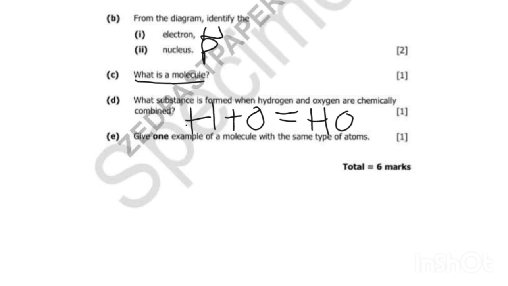Then give one example of a molecule with the same type of atom. It's water, because water has this chemical formula. Water is another molecule with the same type of atom like hydrogen oxide.